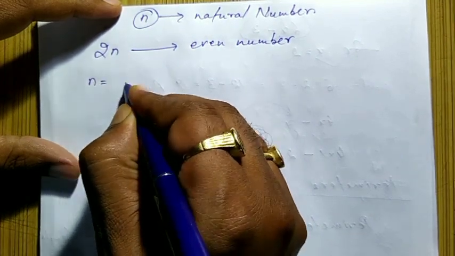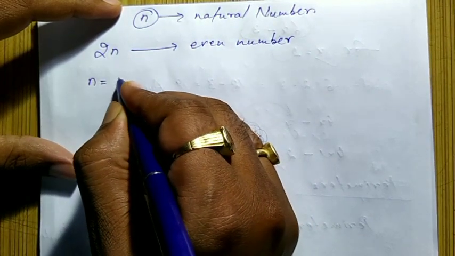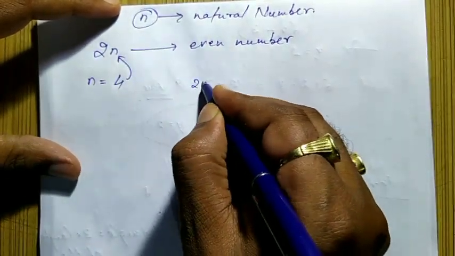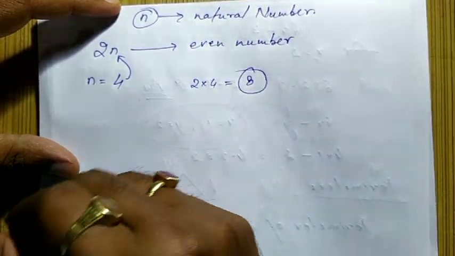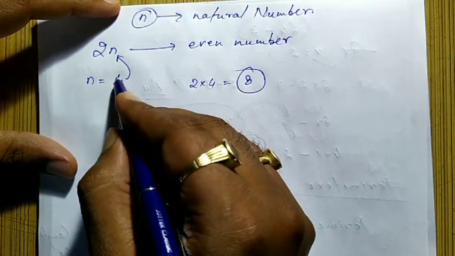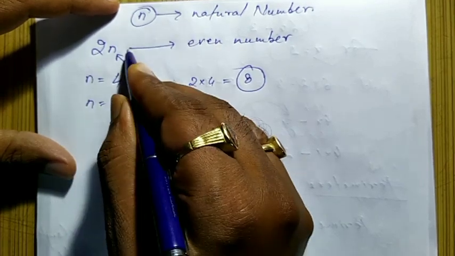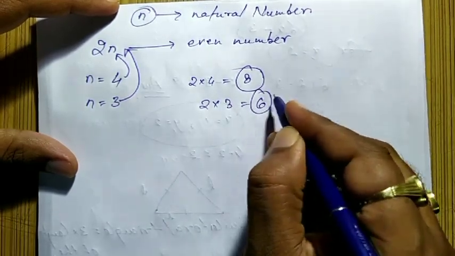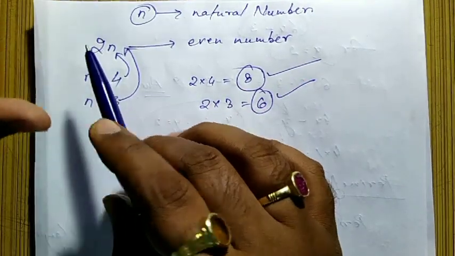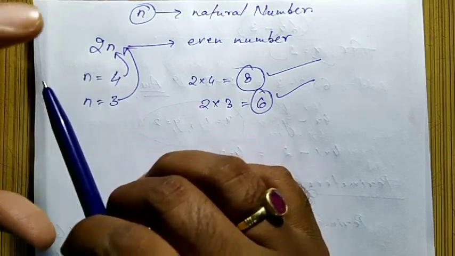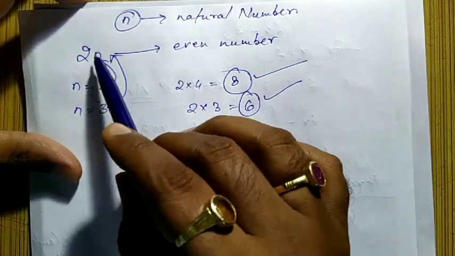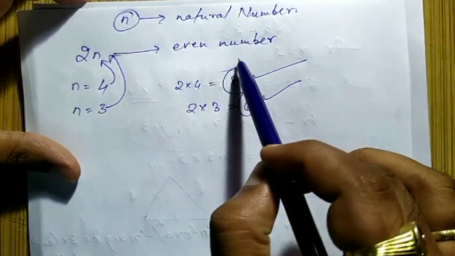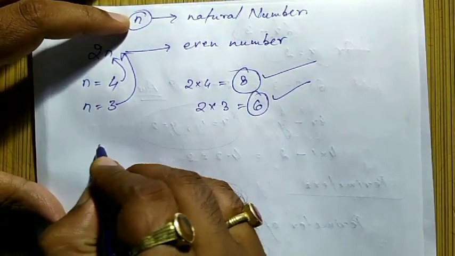Suppose n is 4. Put the value 4 in this expression. 2 into 4 is 8, and 8 is also an even number. Suppose n is 3. Put the value in this expression. 2 into 3 is 6, and 6 is also an even number. So this is verified for any natural number, meaning 2n, where n is a natural number, always denotes an even number.